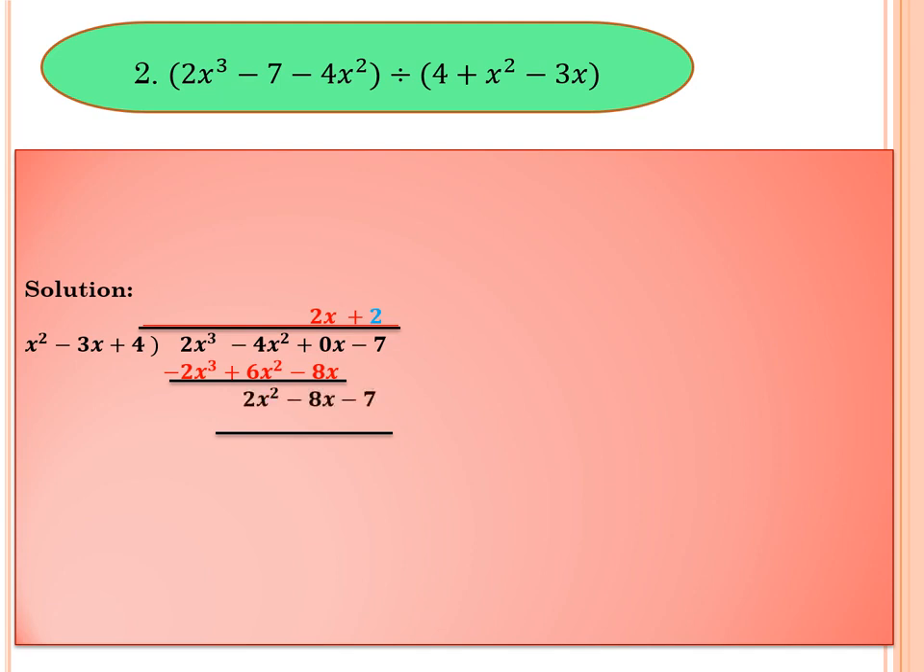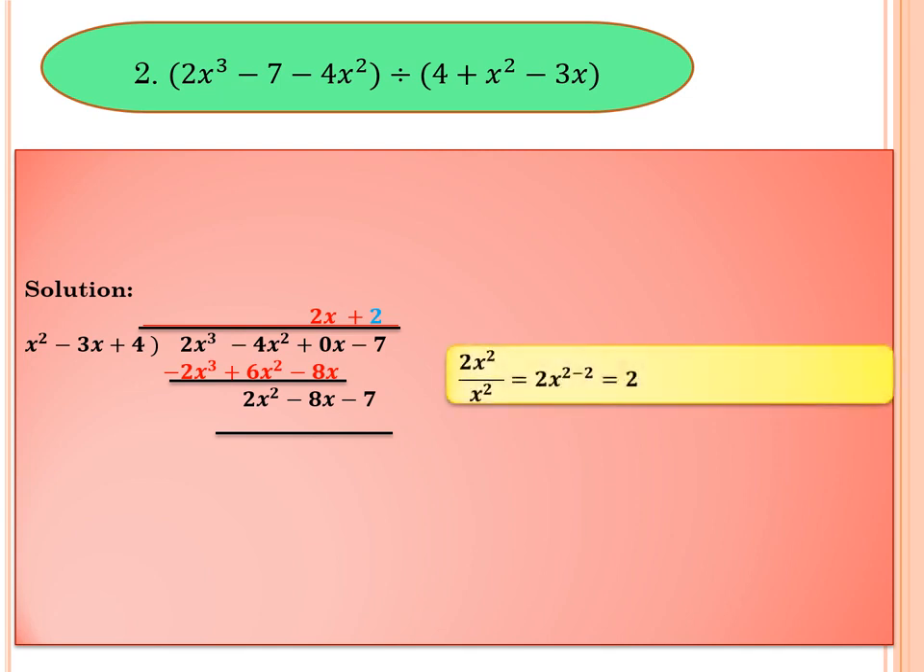And then this would be our new dividend. So again, balikan natin yung step 2. So, we will get the first term of our new dividend, which is 2x squared.